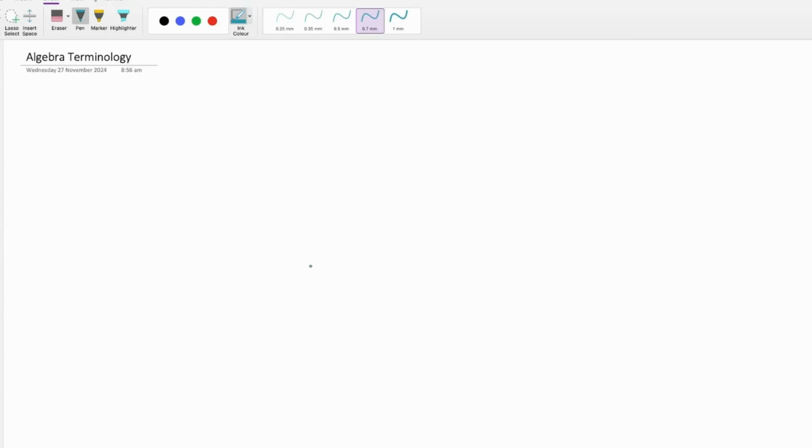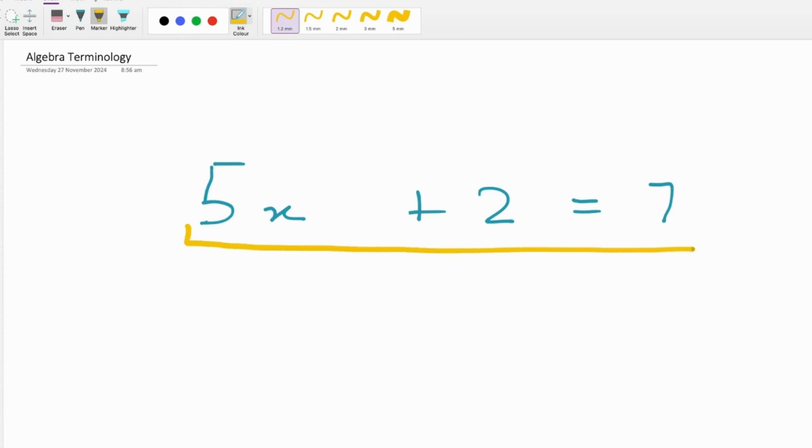Alright, to understand the terminology of algebra, let's go through an example of how it may be presented to us. For example, we may get presented with something like this: 5x plus 2 is equal to 7. Now, when looking at algebra and its terminology, if we look at this entire thing as a whole, this is known as an equation. Equations have a particular point that we need to keep in mind, and that is the presence of an equal sign. Without an equal sign, it is not known as an equation.